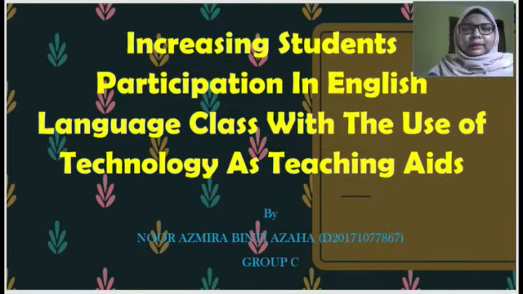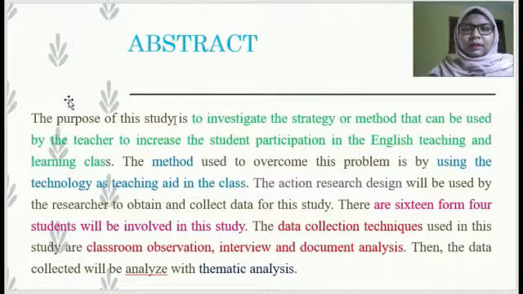The abstract of this study: the purpose of the study is to investigate the strategy or method that can be used by the teacher to increase the student participation in the English teaching and learning class. Okay, the method used to overcome this problem is by using technology as a teaching aid in the class.